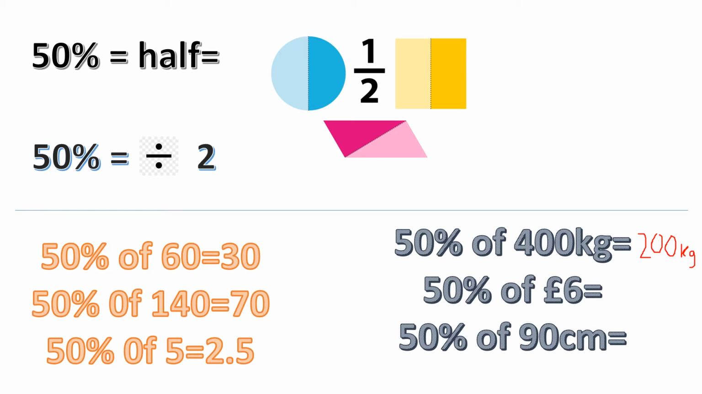Okay, 200 kilograms. 50% of 6 pounds. Nice and easy. What's half of 6 pounds? 3 pounds. Well done.